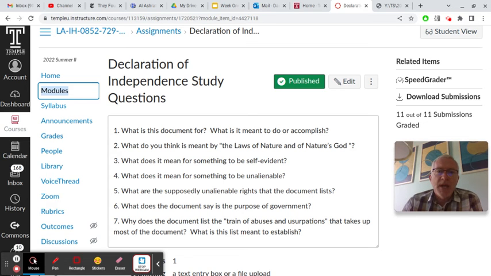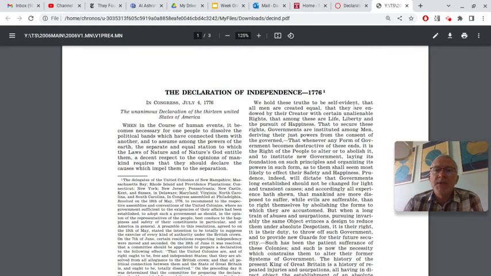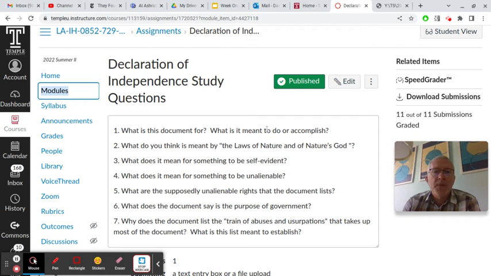Number five, what are the supposedly unalienable rights that the document lists? "We hold these truths to be self-evident, that all men are created equal, that they are endowed by their Creator with certain unalienable rights. That among these" — among these unalienable rights — "are life, liberty, and the pursuit of happiness." So there you go. Those are the ones that are mentioned. Obviously, saying "among these" indicates that there are more. It's not an exhaustive list, but life, liberty, and the pursuit of happiness is the answer to that.